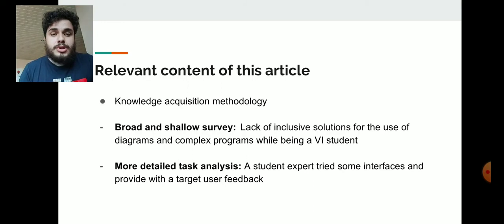Now, a more detailed task analysis, that is the second knowledge acquisition methodology. It is based on interviews and tasks with an expert student who is going to provide feedback, information about what they want, what they need, and how to improve what they already have.